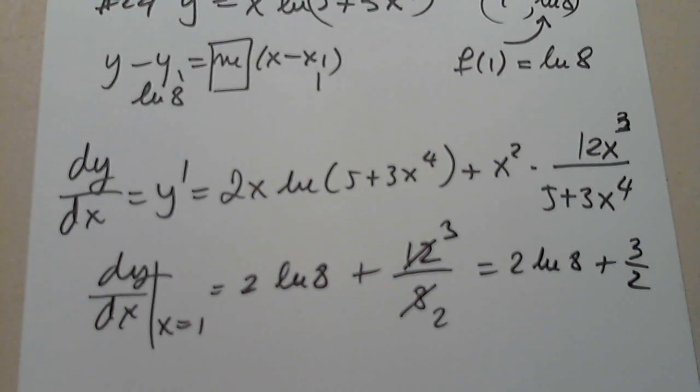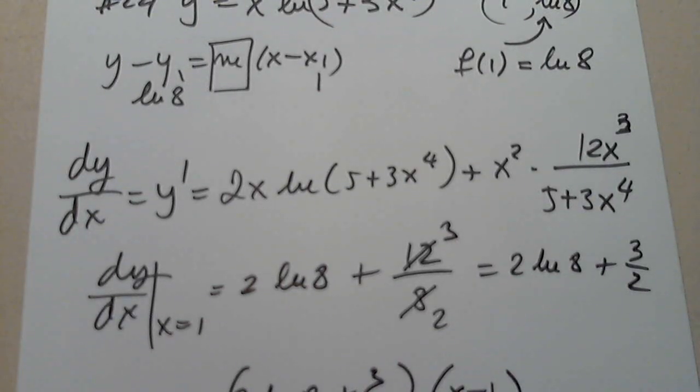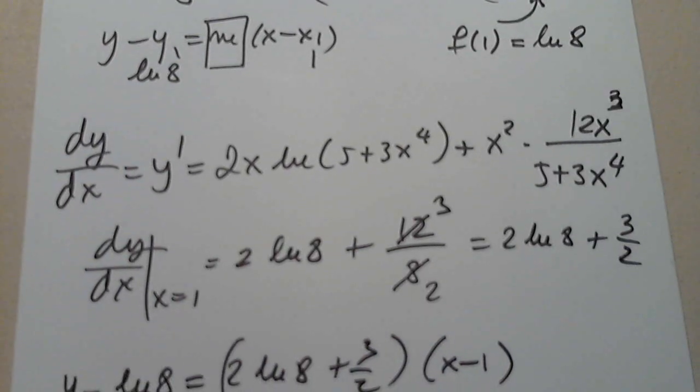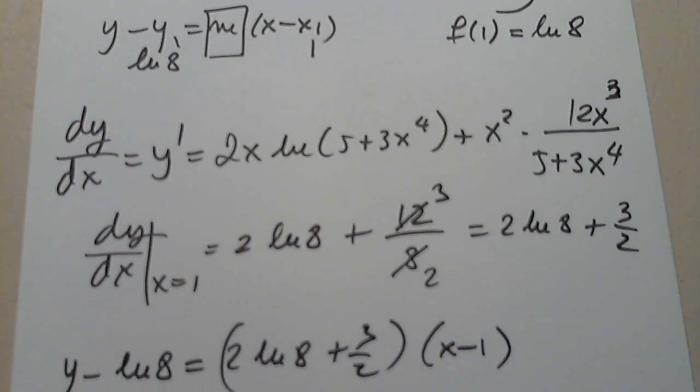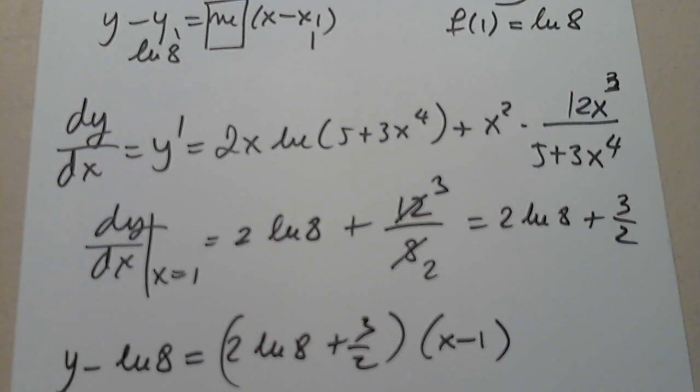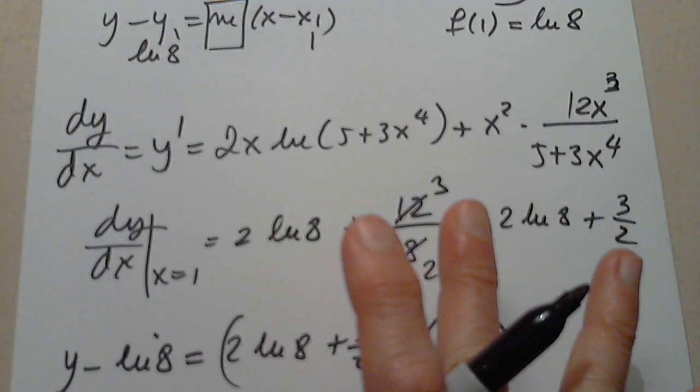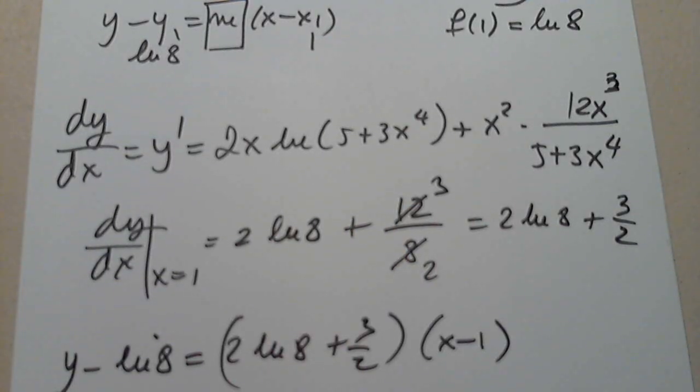So y minus natural log 8 equals 2 natural log 8 plus 3 halves and x minus 1. Let's stop for a moment and see if this is okay so far. Now, I'm hoping for some simplification. It doesn't have to happen, but I'm hoping. So y equals, don't forget this has to go to the other side. I have to distribute here, but I will not. I will just write it as is.